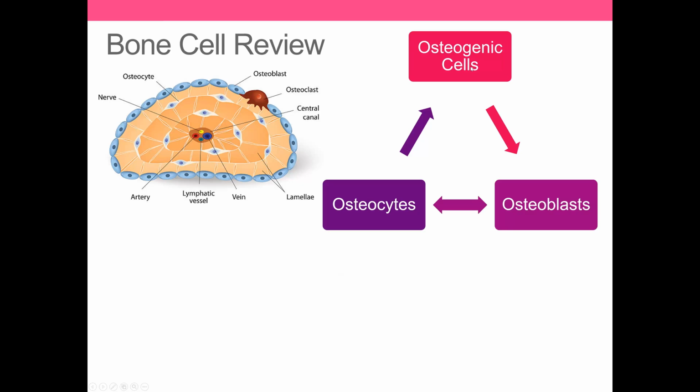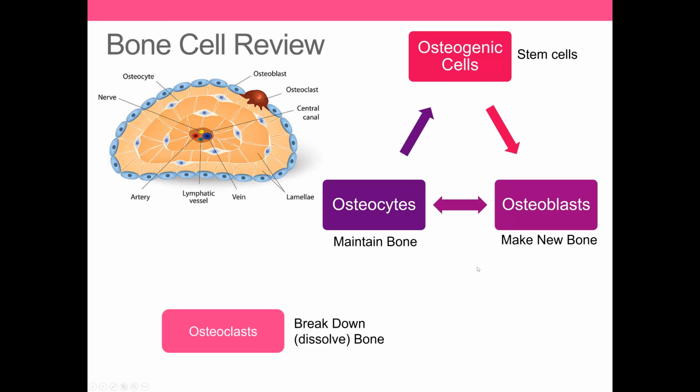Your osteogenic cells can become osteoblasts, your osteoblasts can become osteocytes, and your osteocytes can go back to being osteogenic cells, or they can go back to being osteoblasts. So these three are very related, but remember that your osteogenic cells are your stem cells, your osteoblasts make new bone, and your osteocytes maintain your bone. And then you have the separate osteoclast, which breaks down or dissolves bone, and this cell is completely unrelated to the other three. It's actually more closely related to macrophages, which is a type of white blood cell.